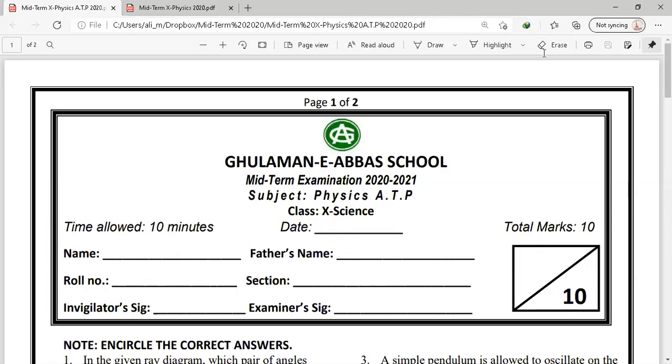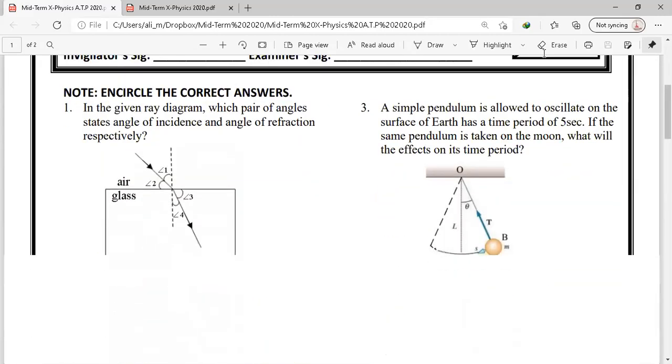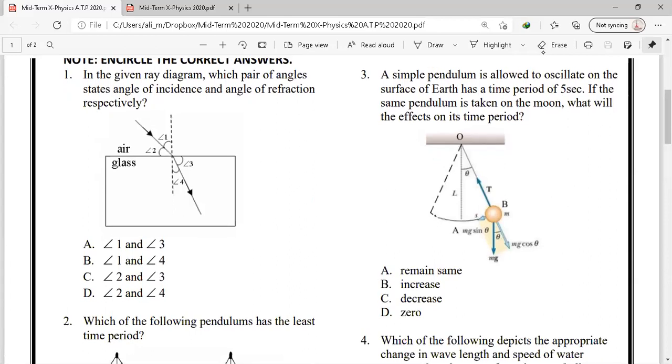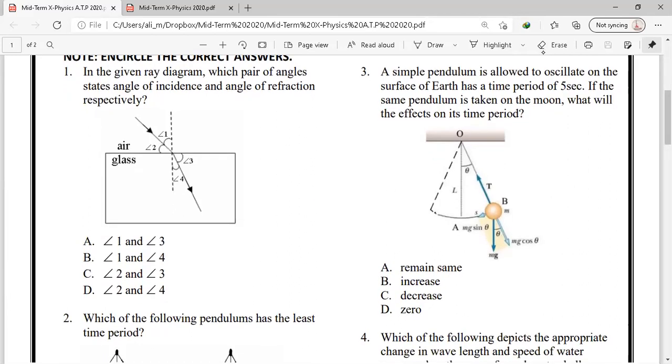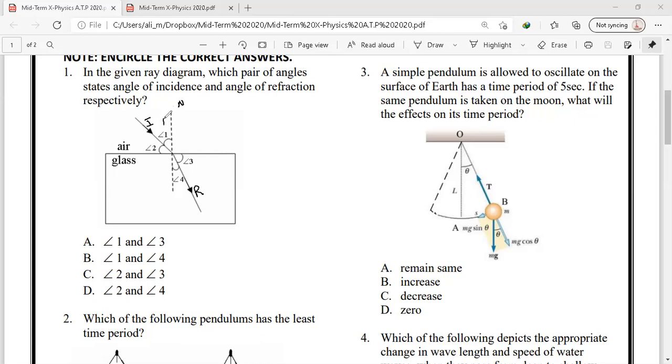So next we have this ATP paper of our midterm exam. Let's see question number 1. In the given diagram, which pair of angles states the angle of incidence and the angle of refraction respectively? In this given diagram, this is the normal, this is the incident ray, and this is the refracted ray. The angle between the incident ray and the normal is the angle of incidence, and the angle between the normal and the refracted ray is angle r. So 1 and 4 are the angle of incidence and angle of refraction.